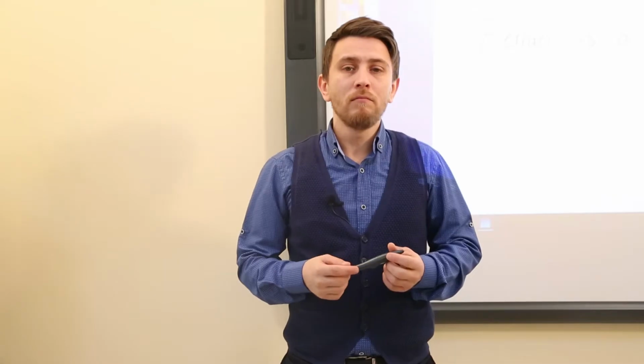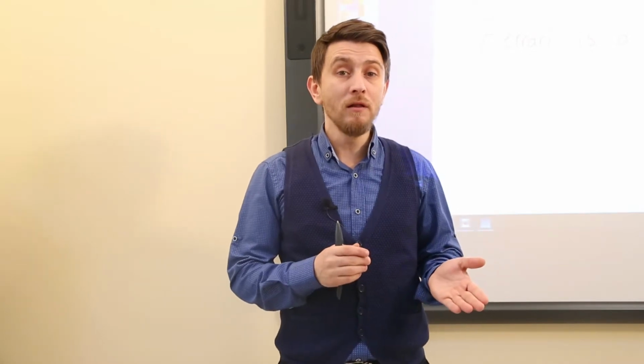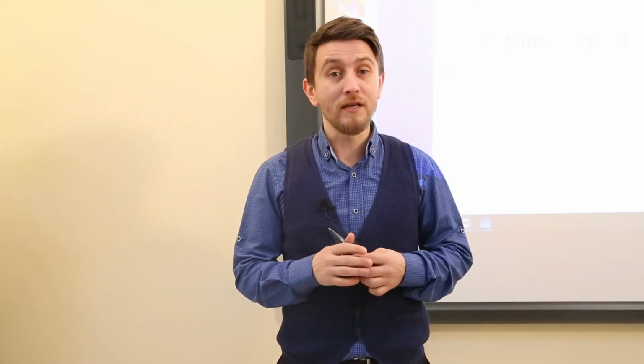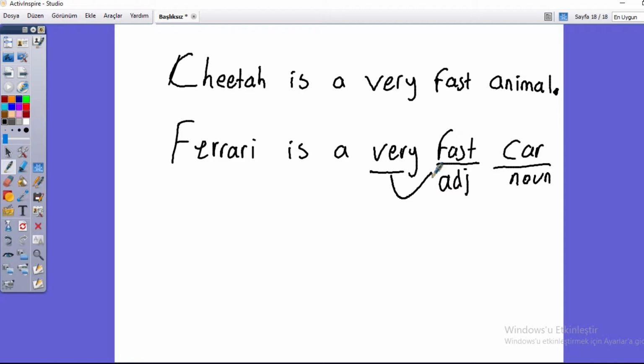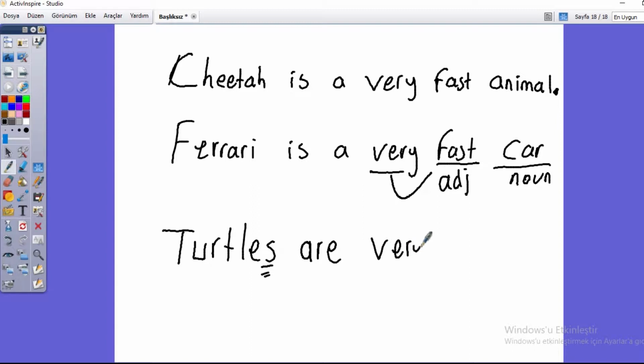Now, let's give some examples for slow. So, cheetah is a fast animal. Rabbit, actually not rabbit, turtle. Yes, turtle is a very slow animal. Let's write it. Turtles, let's write with plural form. Turtles are very slow animals. Here we say animals because it is plural.